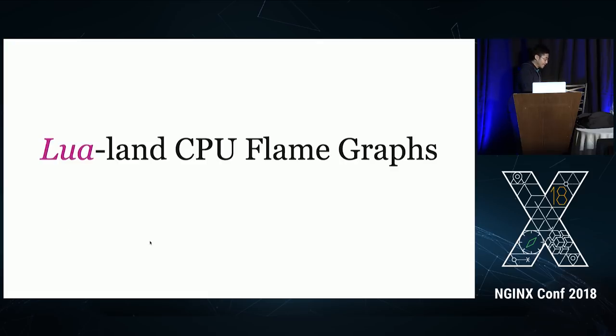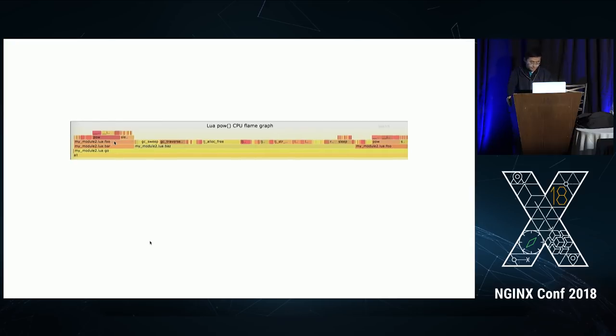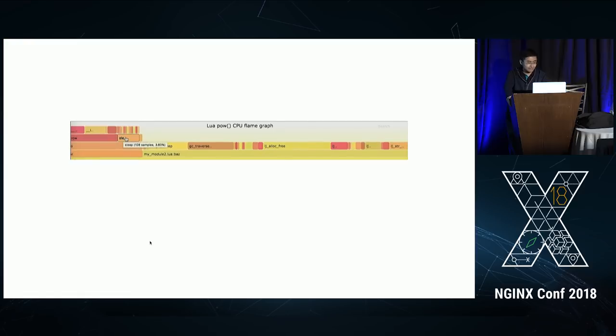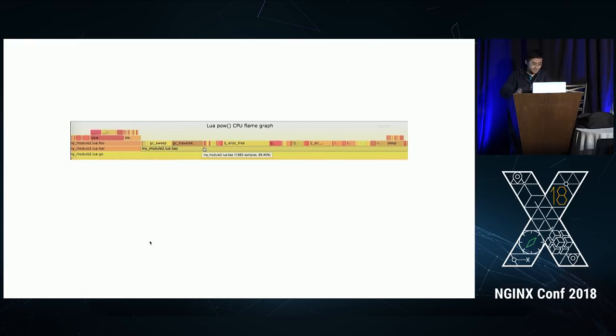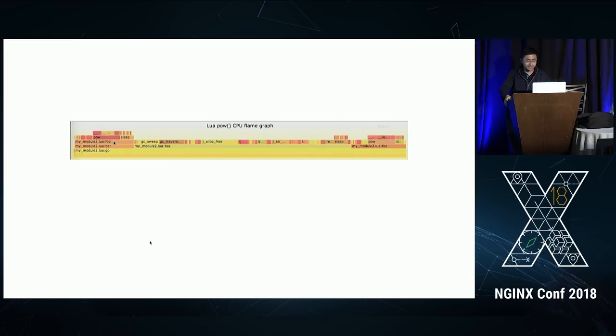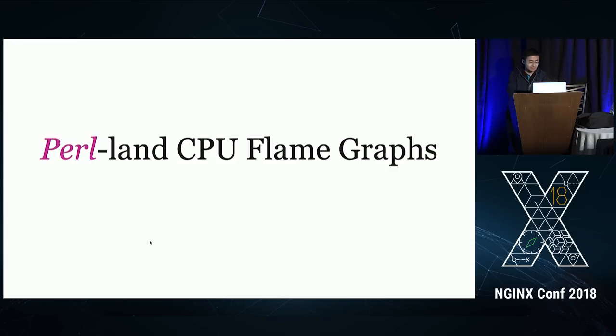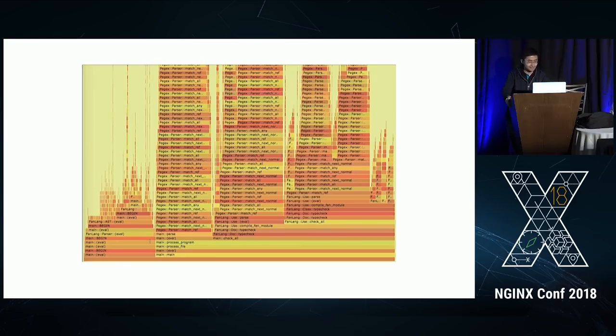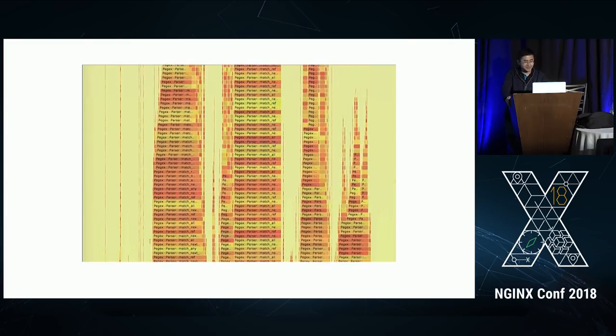And in OpenResty, we can use the Lua language to write very complicated application level logic. And it's important to get CPU flame graphs not only on the C level, but also on the Lua level. So we wrote several tools so that we can get the Lua land flame graphs, and all the frames are Lua function call frames. And the top frames are actually C frames, so we can see C and Lua in the same graph, which is pretty cool and can be very useful. And also, we can have Perl land CPU flame graphs if you use the Perl module in NGINX or run Perl applications behind NGINX.